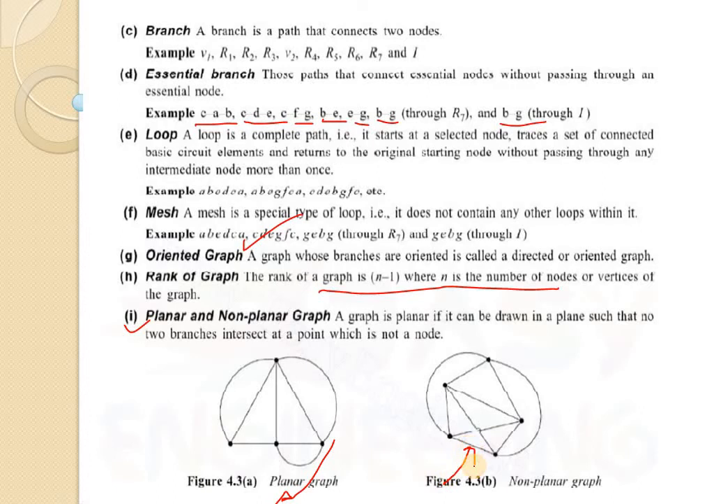A graph is planar if it can be drawn in a plane such that no two branches intersect at a point which is not a node. So, see here, this is a non-planar graph and this is a planar graph.